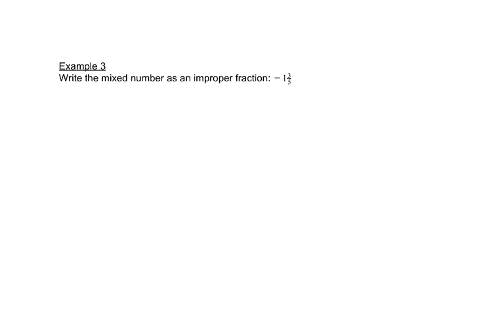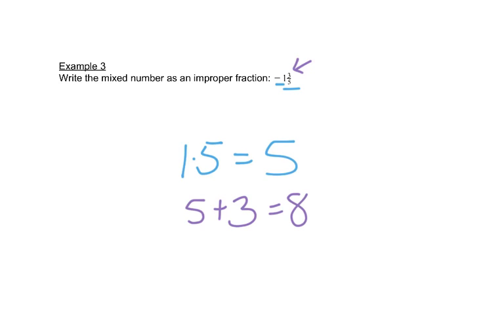So this is the same idea. We're going to ignore the negative first. We're going to take that 1 times that 5, because it's one whole broken into 5 pieces. And then this tells us we have 3 extra pieces, so we'll add that to it. So we have 8 pieces total. And those pieces are fifths, so we keep the 5 on the bottom. And that negative that was out in front, we just keep it out in front.